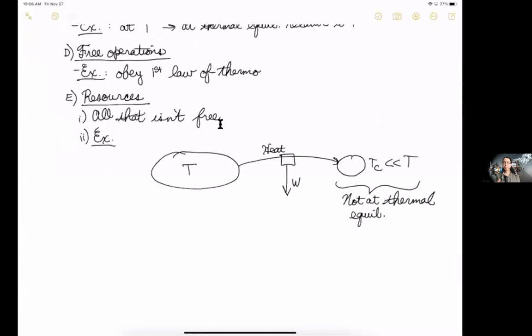Once we model our favorite system in the resource theory, and we phrase the problem in terms of free states, free operations, and resources, we can derive answers to the questions that we wrote above.